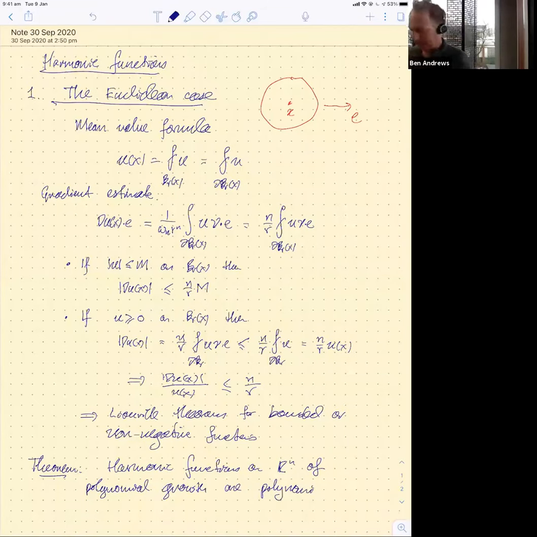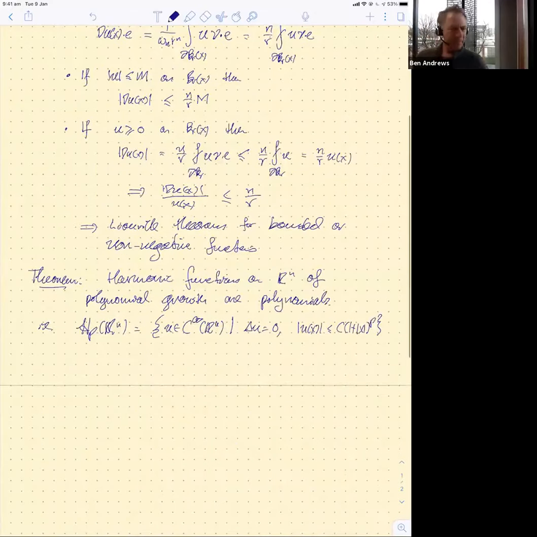And it follows, of course, that you can count the harmonic polynomials easily enough, and that gives you a bound on the dimension. So let's define this space HP of Rn, the space of harmonic functions of polynomial growth. These are functions in C infinity of Rn which are harmonic, Laplacian equals 0, and have a growth bound, so that u at any point x is bounded by some constant c times 1 plus the length of x to the power p. The claim is that this consists of the harmonic polynomials of degree up to p.